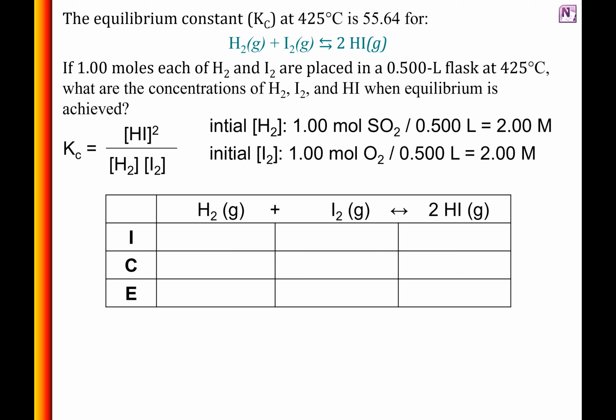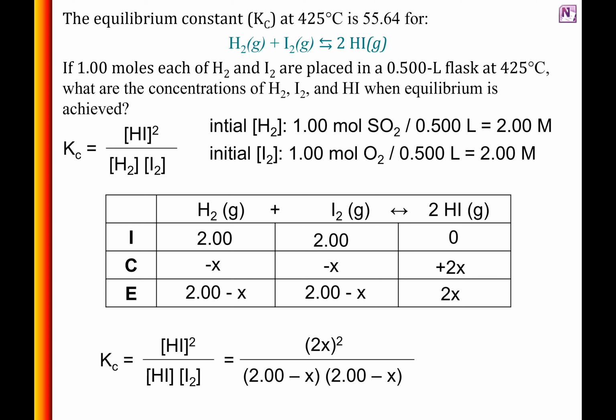Set up your ICE table just as before and plug in what we know. We know the initial concentration of HI is 0. We're increasing HI, so we're going to say it's plus 2x, so its equilibrium line will just be 2x. That's the easy one. Next, we know that we're starting with 2 molarity of H2 and I2. We're going down by a value of minus x, since there's only one coefficient, so their equilibrium line is 2 minus x.